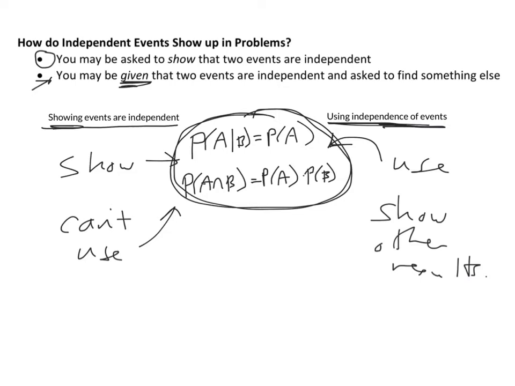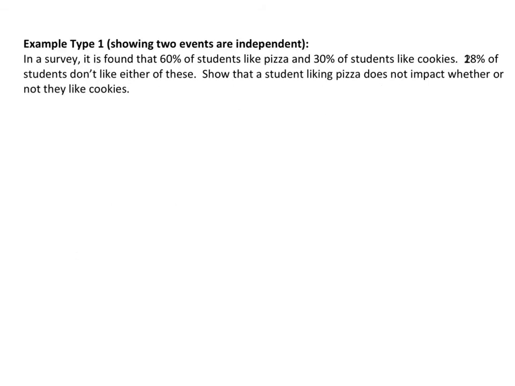So now we're going to go into some examples of these things so that you can see how this plays out in problems. In this first example, I want to show you what it looks like when you need to show that two events are independent. So you're going to be given other information and asked to show that the events are independent.